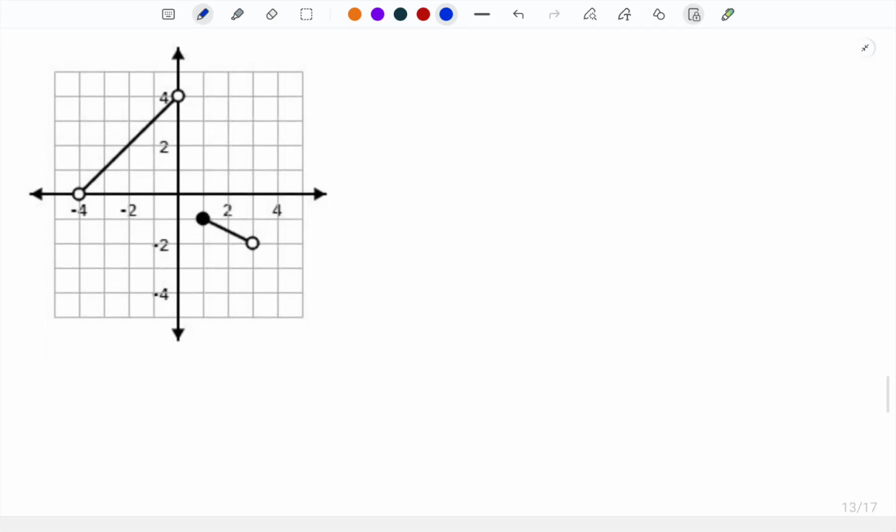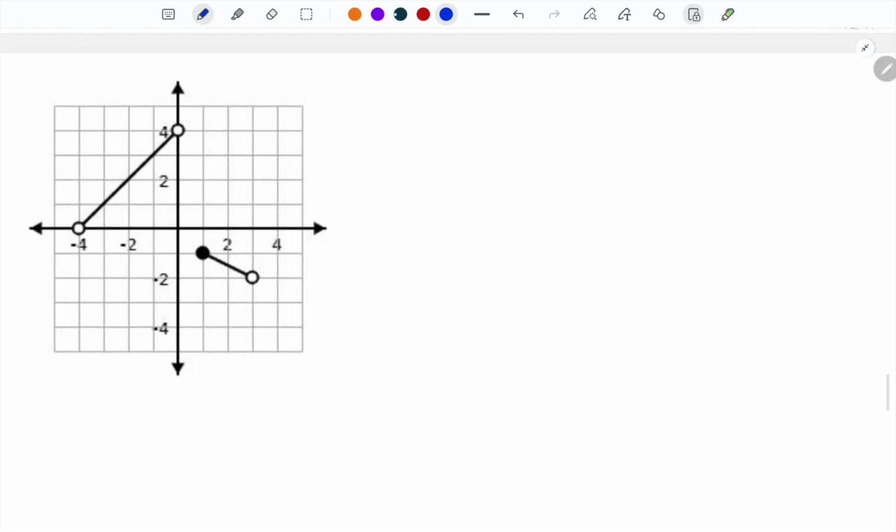Okay, and let's take a look at this one. So we're going to do the domain first, and then we're going to do the range.